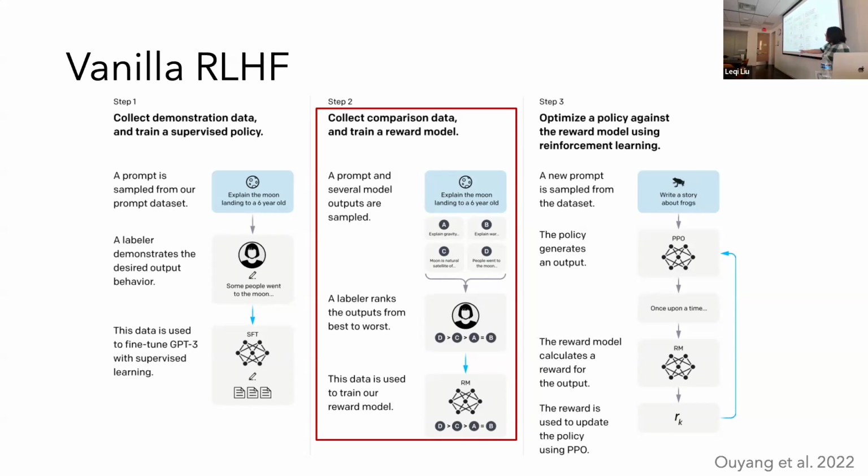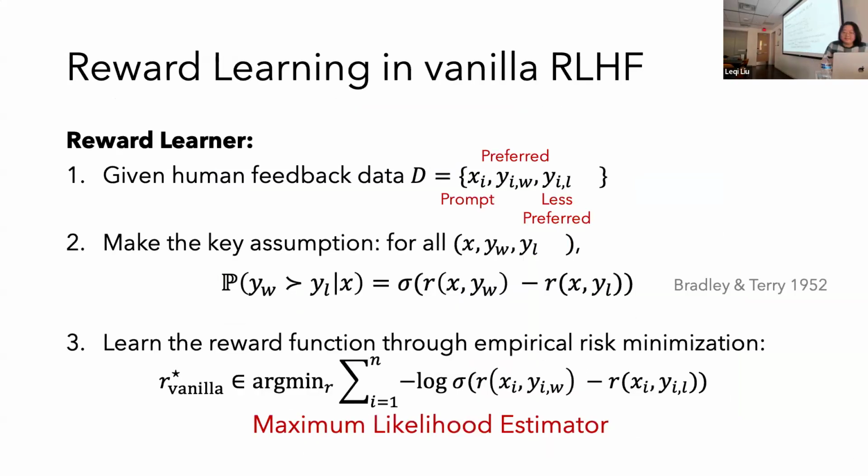And to solve this, let's delve slightly deeper into the reward learning step. In this reward learning step, we are given a dataset consisting of a prompt, a chosen response, y_i^w, and a rejected response, y_i^l. W is winning, L is losing. The main assumption is the Bradley-Terry model, which says the probability of the chosen response being preferred over the rejected response follows this form.